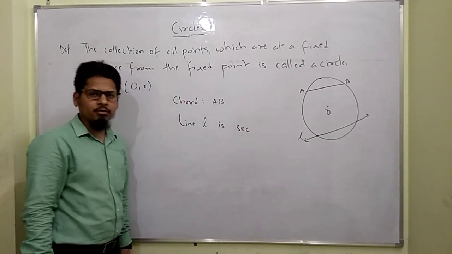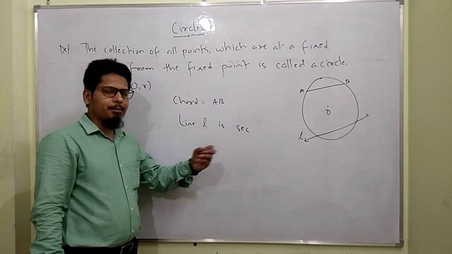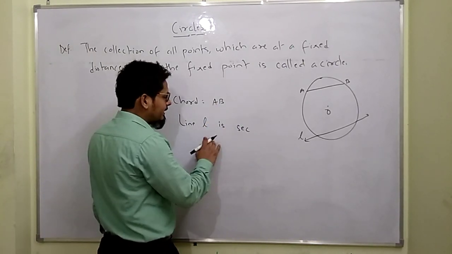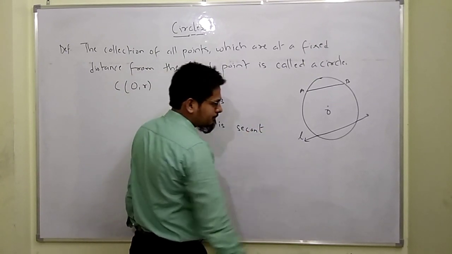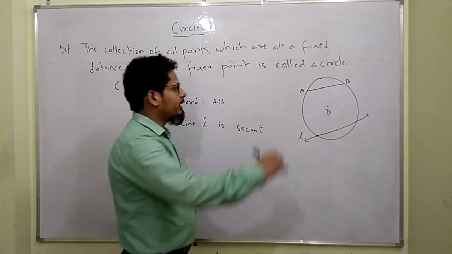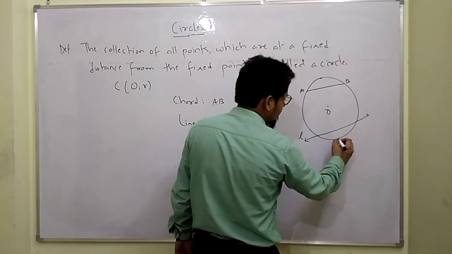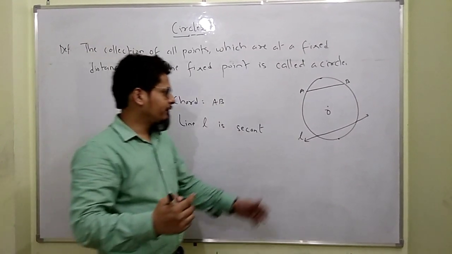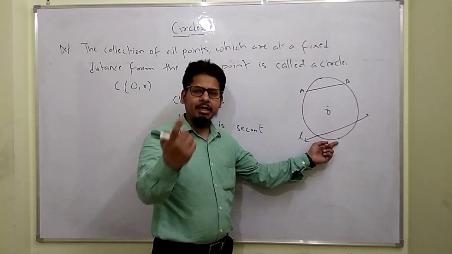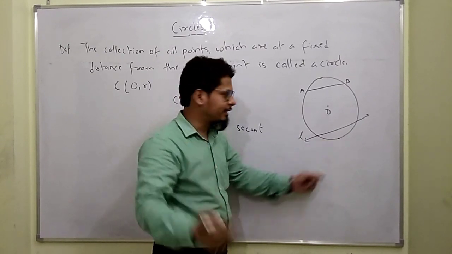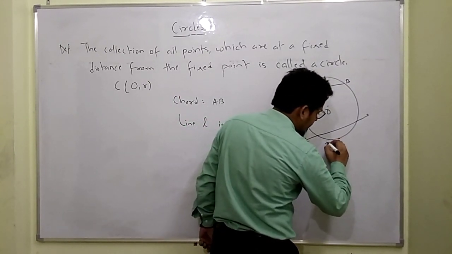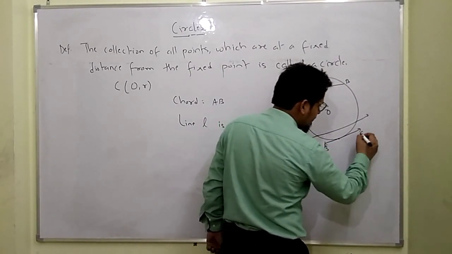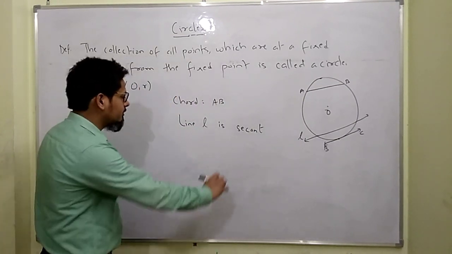I'm not writing all the definitions, I have given them in the book. I am just explaining very simple things. Line L is a secant, right? Another point: if a line passes through any 2 points, it becomes a secant. If a line passes through only one point, it is called a tangent. You can name it BC. That BC is a tangent, right?